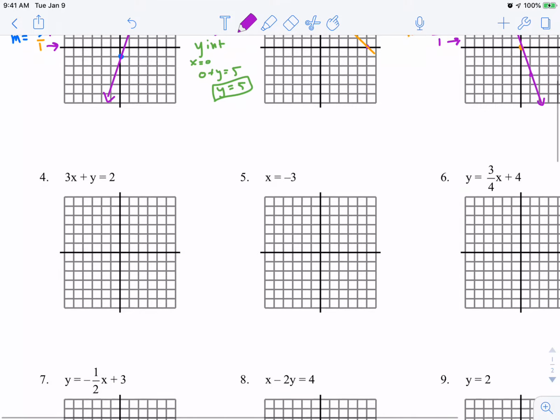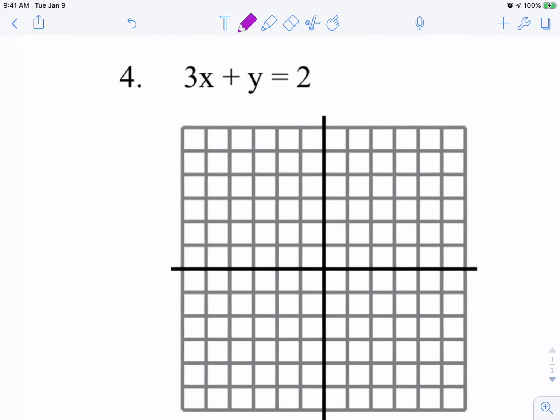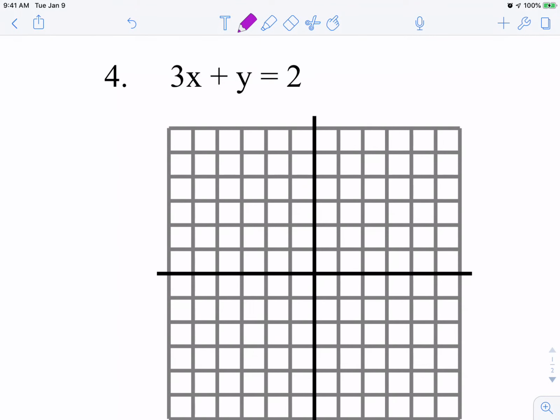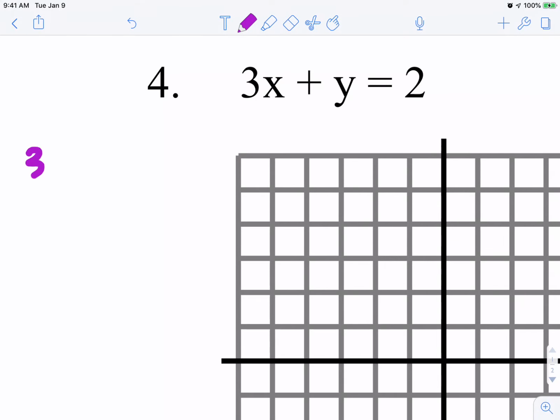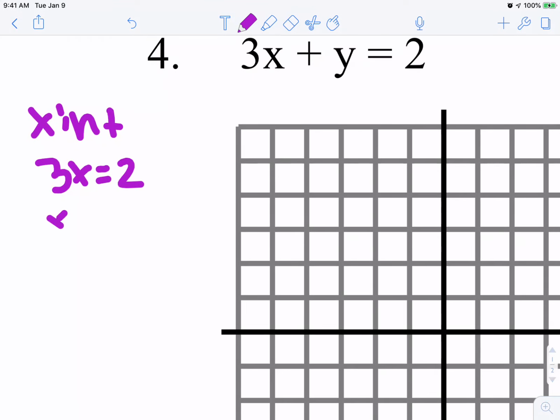Number 4. The x and the y are on the same side. That's a hint that slope intercept is not the best way. Just solve using intercepts. Again, if you do want to use slope intercept, just minus 3x to both sides and you get y by itself. If you want to use the intercept, you have to define the x-intercept, which is when y is equal to 0. So I have 3x is equal to 2, so x is equal to 2 over 3.